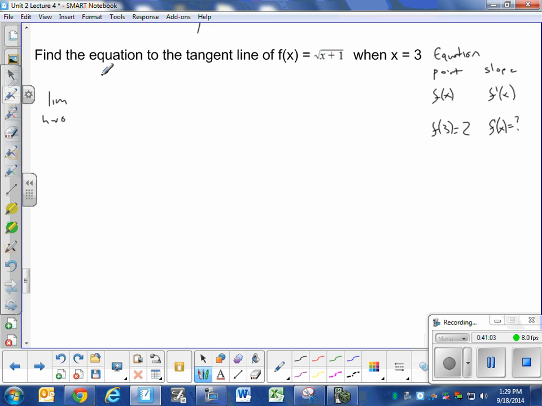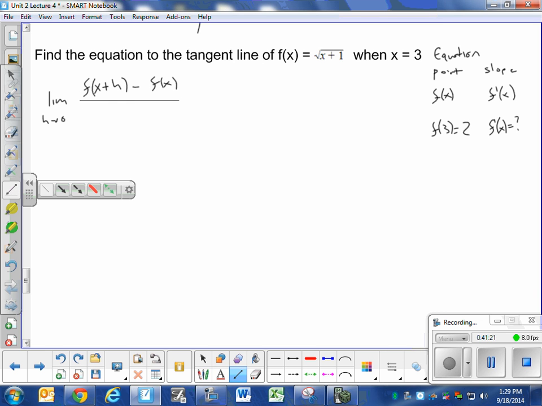Limit as h approaches 0 of square root of x plus 1. Sorry, let's start with just the definition. Limit of f of x plus h minus f of x, all over h.